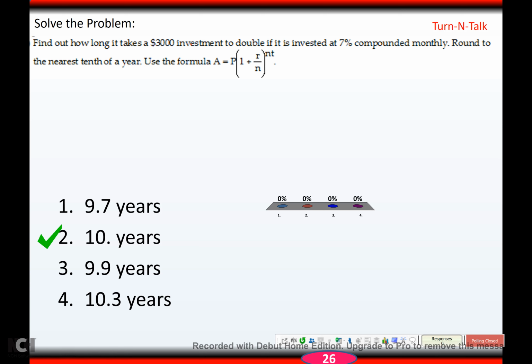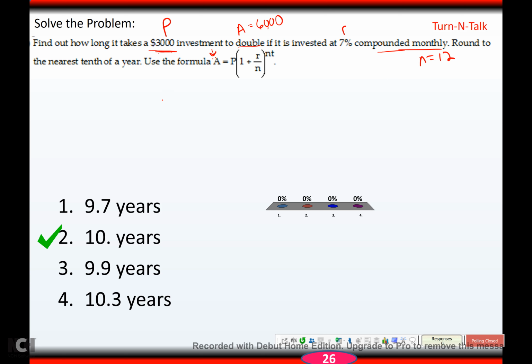Alright, so it says find out how long it takes a $3,000 investment to double. Investments are always P. That means A is going to be 6,000. He's being kind of a jerk. He's telling you but not telling you. He wants your investment to double. That means in the end you want your amount to be 6,000. If it's invested at 7%, that's your rate. Compounded monthly means N is 12. And it says round to the nearest tenth of a year.